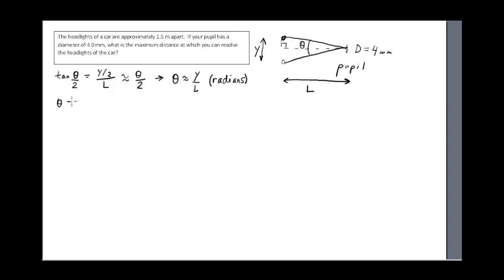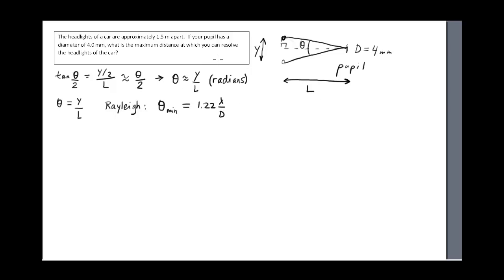We'll write down, well, theta is just, we don't know exactly what L is, right? We're going to try to find that out. So theta is Y over L. Now, the Rayleigh condition comes in when we ask what is the minimum angular separation between those objects at which we can just barely resolve them. And so the formula for a circular aperture says theta min is equal to 1.22 times the wavelength over the diameter.